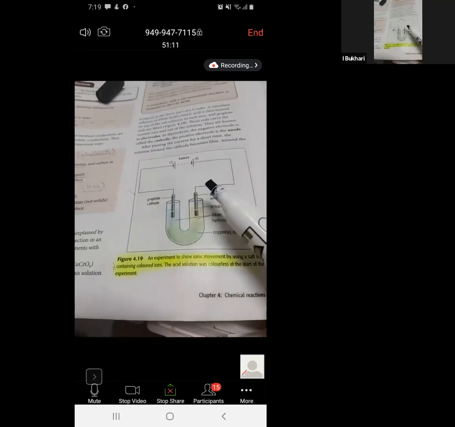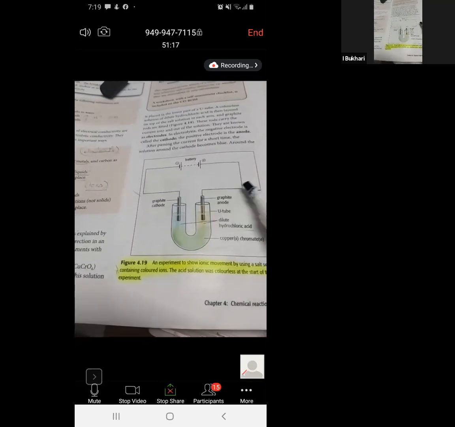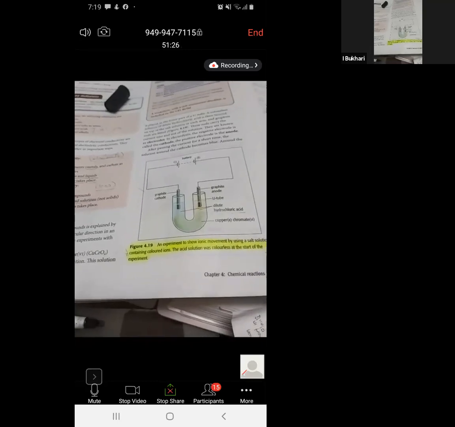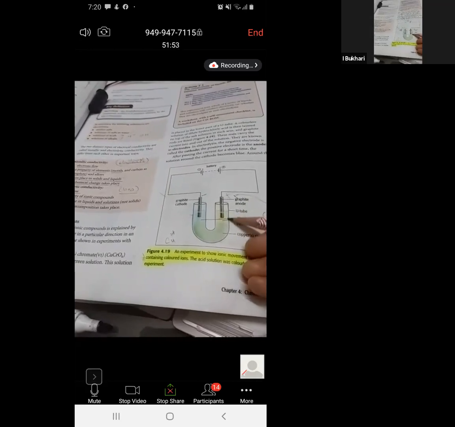Now, because of these different electrostatic charges on these electrodes, this is positively charged because it is connected to the positive terminal. This is negatively charged because it is connected to the negative terminal. The ions will be attracted according to their charges. Copper 2+ is a positively charged ion, a cation, so it will be attracted towards the cathode. And chromate, CrO4 2-, because it's an anion, will be attracted towards the anode, and therefore we have this deep yellow solution here.